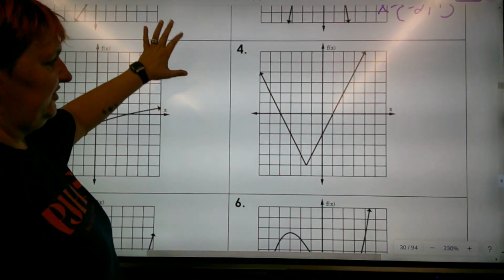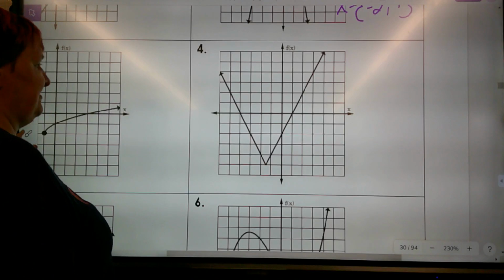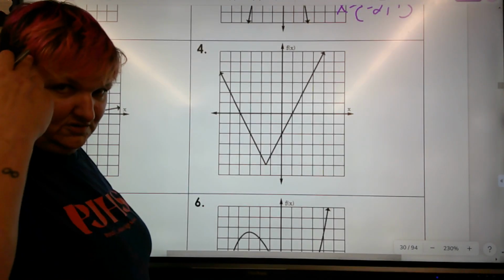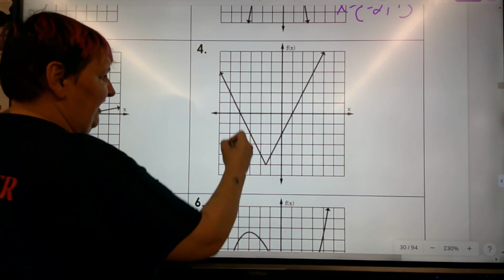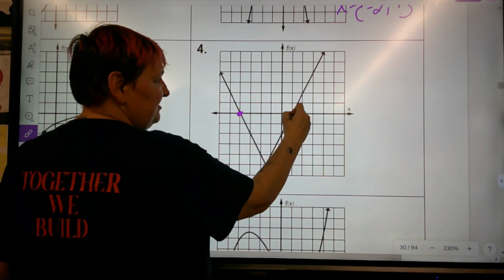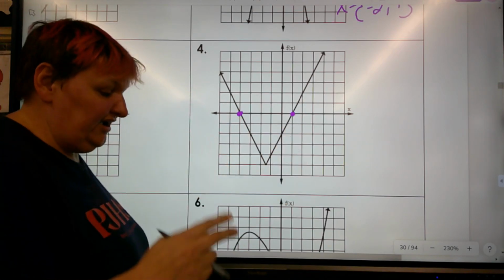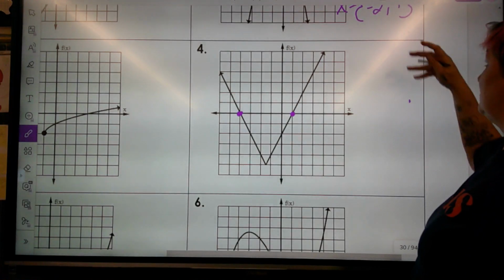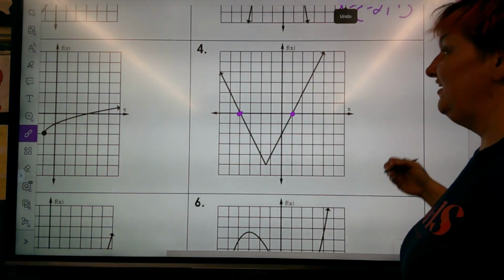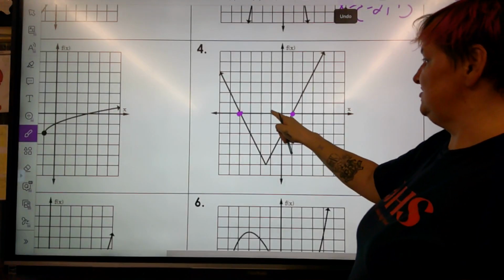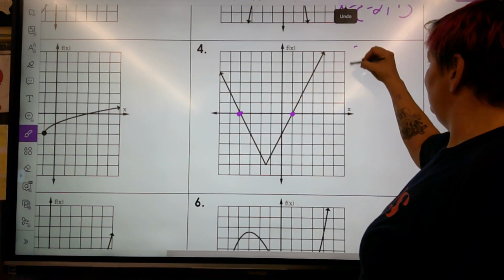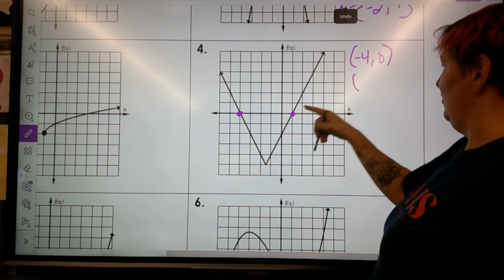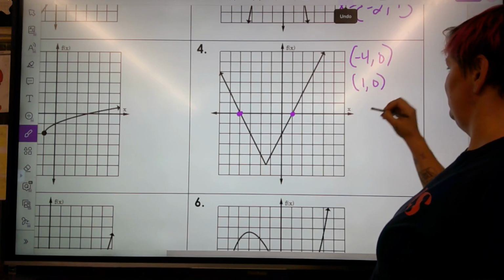So let's look at another one. Where does the line cross the x-axis? Always go ahead and put the points there so you know how many answers you should have. It crosses the x-axis here and here. I should have 2 answers. Right? Either 2 ordered pairs or 2 numbers in my solution set. This is 1, 2, 3, 4. -4, 0. And this is 1, 0.